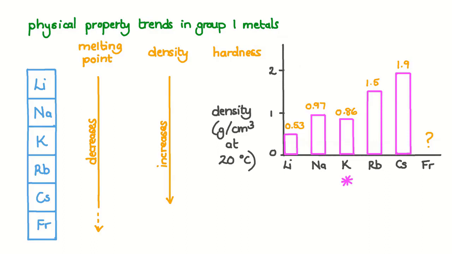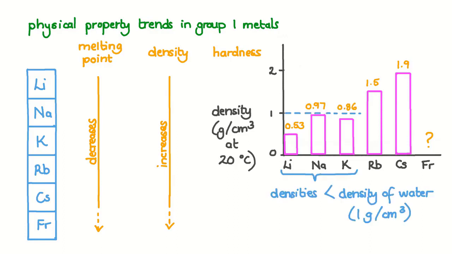According to the general trend, we can predict that francium's density is probably higher than cesium's density. Francium's density is estimated to be about 2.4 grams per centimeter cubed, which is higher than cesium's value. What is interesting is that the alkali metals are relatively light and low in density compared to the other metals on the periodic table. Specifically, lithium, sodium and potassium all have densities less than that of water. In other words, less than 1 gram per centimeter cubed. So these 3 metals float on water.